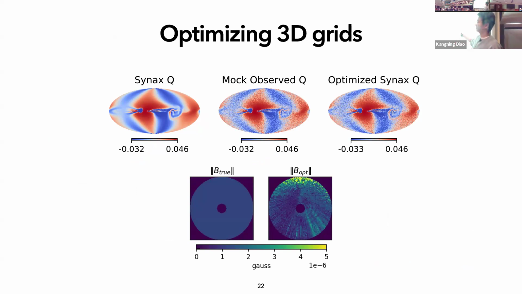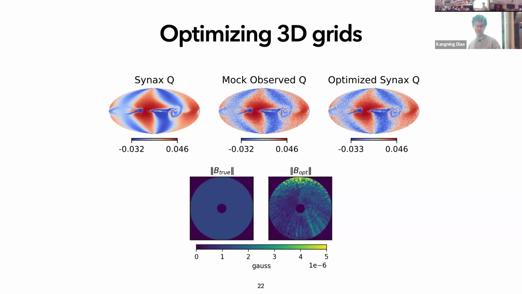So here is the sky map we reproduced with our optimized B field. You can see that this is almost identical to our mock observation. Well, the good news here is it proves that the gradient-based optimization is powerful. It can be effective on complex representations such as 3D grids, but we have too much flexibility so that we even reproduce the noise features.